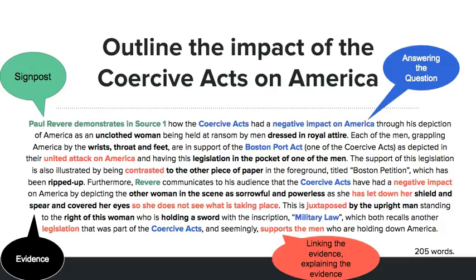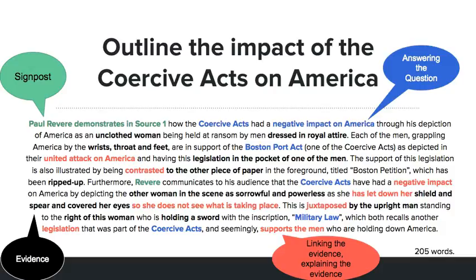Okay, I've said negative impact, so I've talked about the united attack on America, the contrast between the two documents in the actual image, and the juxtaposition of the man holding the sword of military law and Britannia, talking about the legislation and how it poses a negative impact. So in the pink, you can see I've really just taken everything that I've bolded and continually come back to my contention that it's a negative impact. I've probably gone on way too long about this, but I want to make sure that you guys are very clear about what's expected when it says outline.